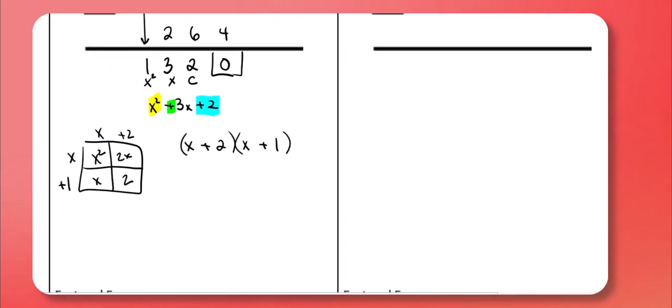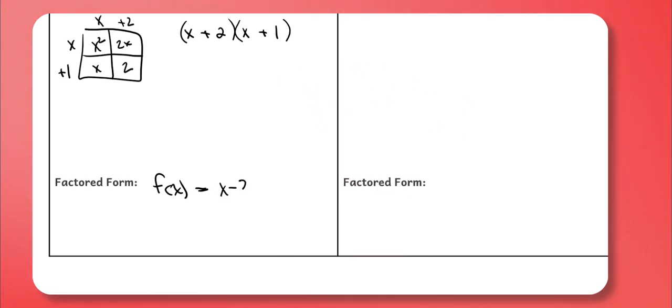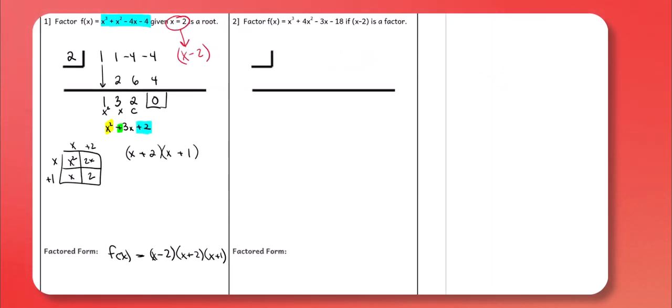Now, here's where I want you to be really careful with your notation. Make sure that you write f of x, and then your equals, and then you're going to have the x minus 2 from what we were given, and then the 2 that we just found. And again, the order doesn't matter as long as you have the signs right. You are good. So the factored form of the polynomial we're given for number 1 is f of x equals x minus 2 times the quantity x plus 2 times the quantity x plus 1. So that is that guy right there.